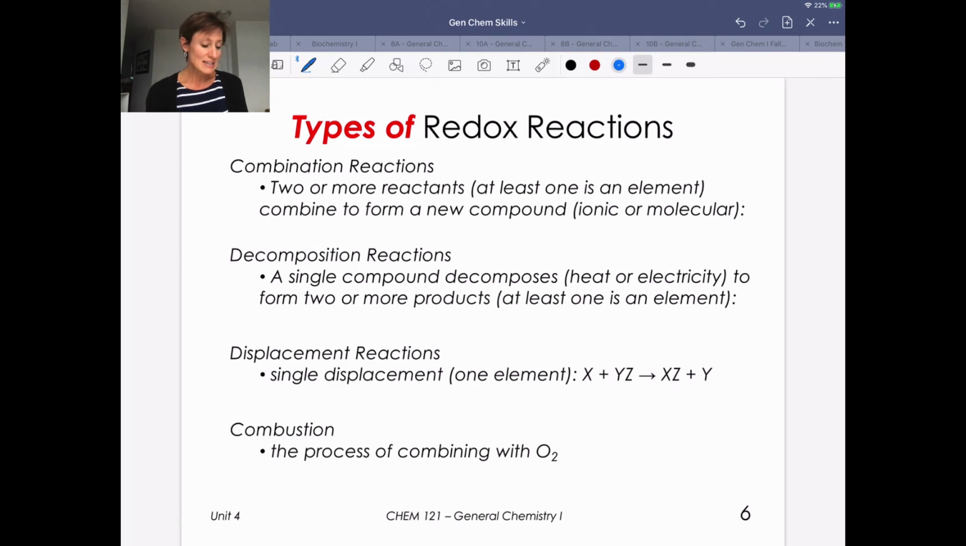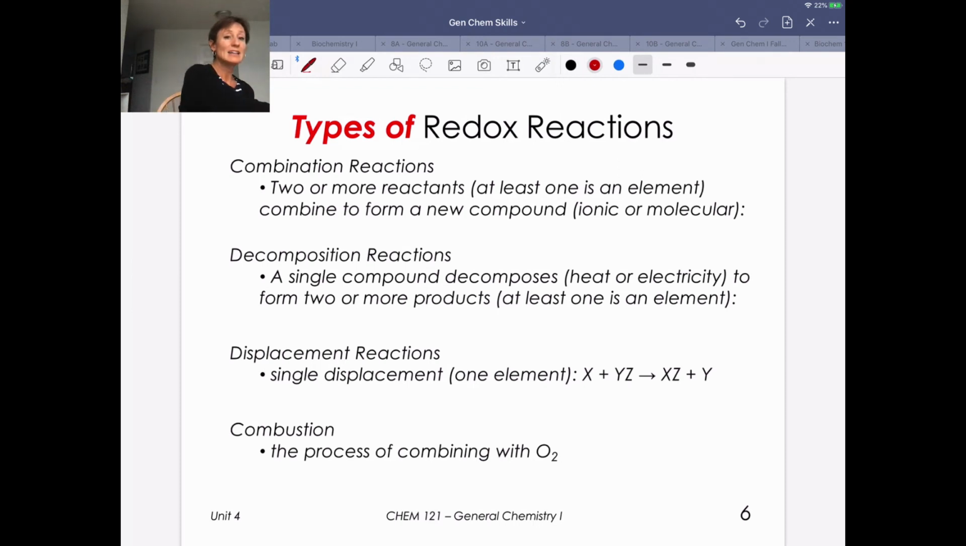Last thing here is thinking about types of redox reactions. So I'm just going to give some examples here. One of the skills you might have to do is you'll see a chemical reaction, and then you're going to have to identify: is it one of these 4 possible kinds of redox reactions?